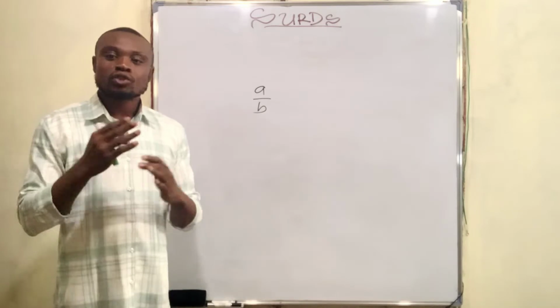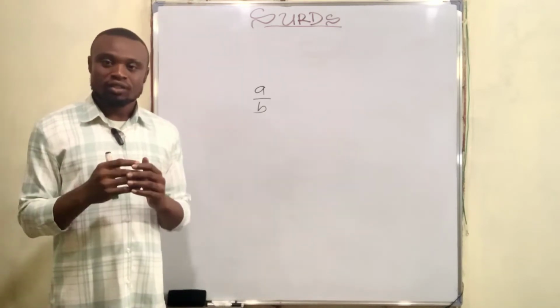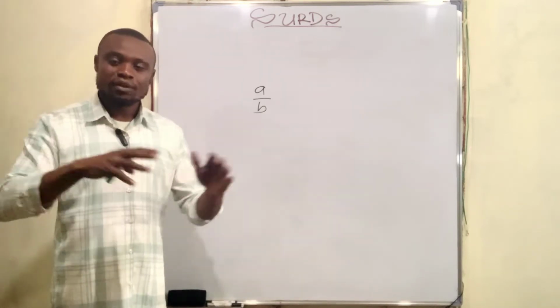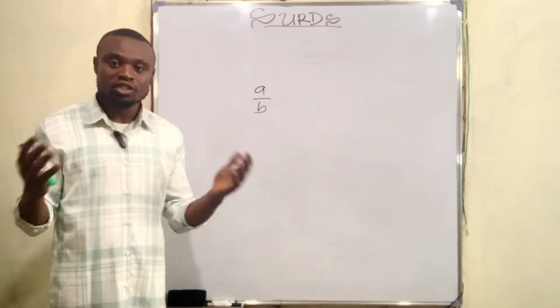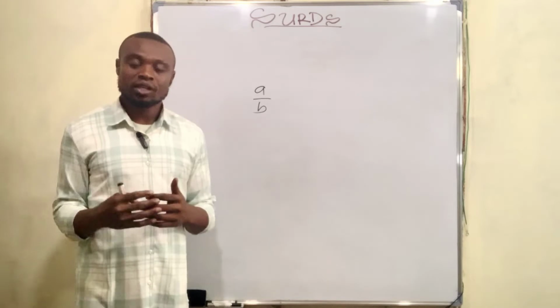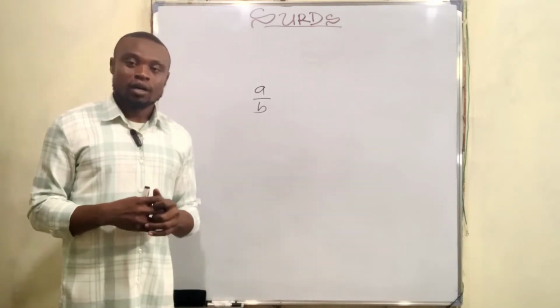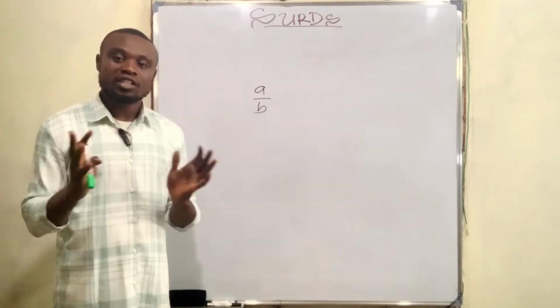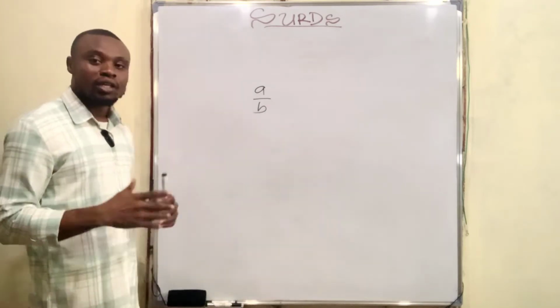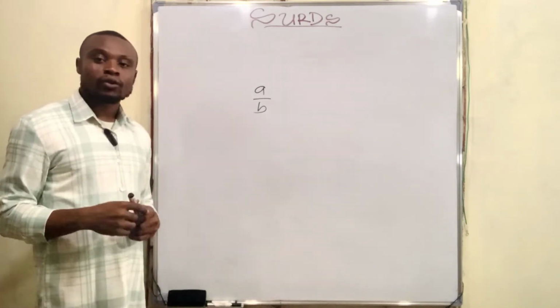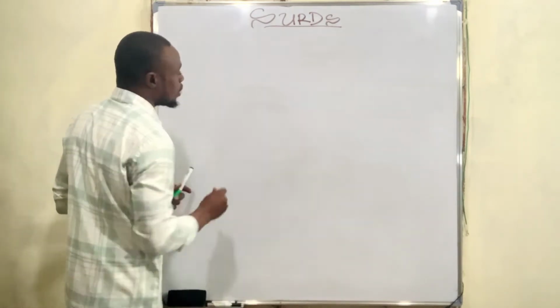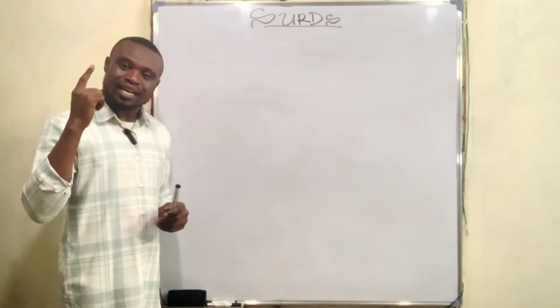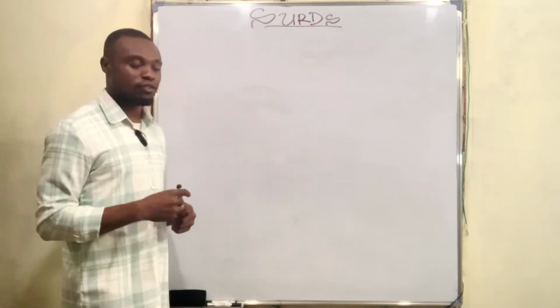Now, all these numbers that I've just mentioned are called surds. They are all irrational numbers. So generally, a surd is an irrational number, or the root of an irrational number. So let's get to the rules of surds. There are two basic and major rules of surds, two of them.